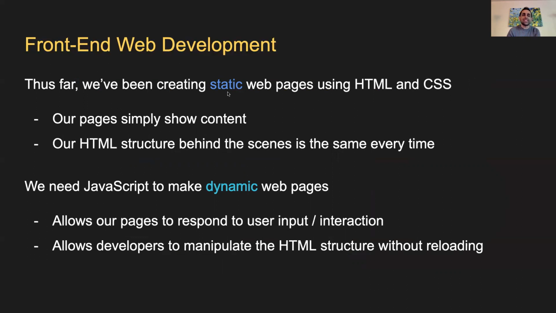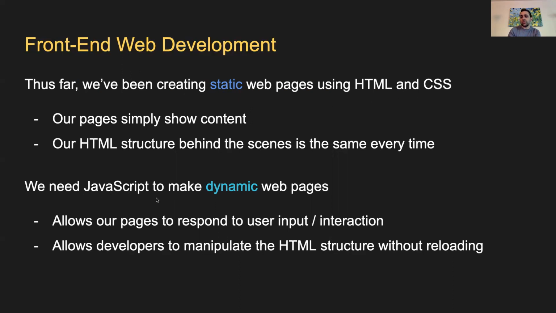We've mentioned static methods in the past when we were developing in Python. That just means it's a method that's not going to change anything. It's going to be consistent. So static in static web pages just shows content. The structure, every time you reload that page, the HTML is going to be the same. You're going to see the same thing every time for static web pages using HTML and CSS.